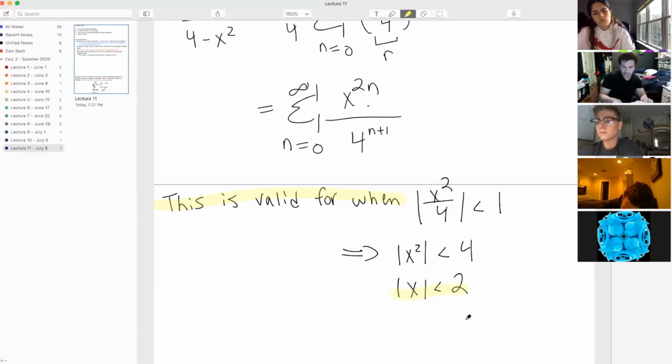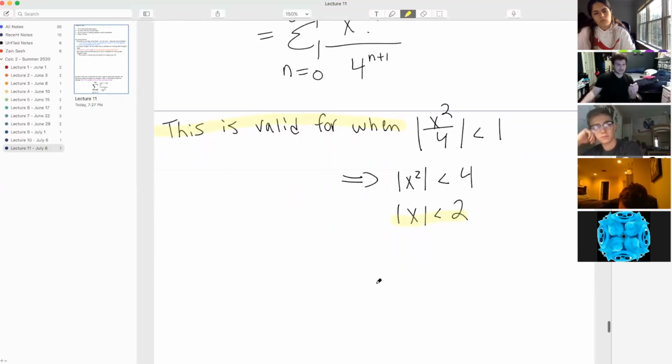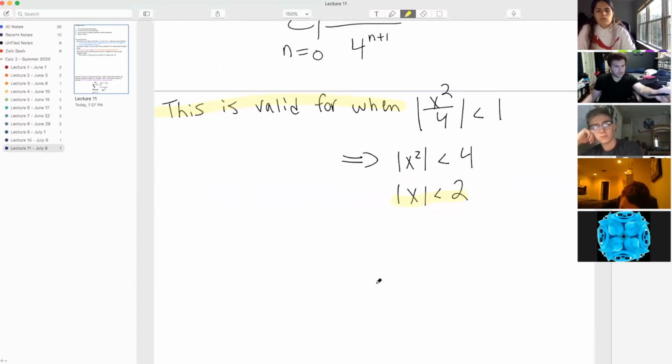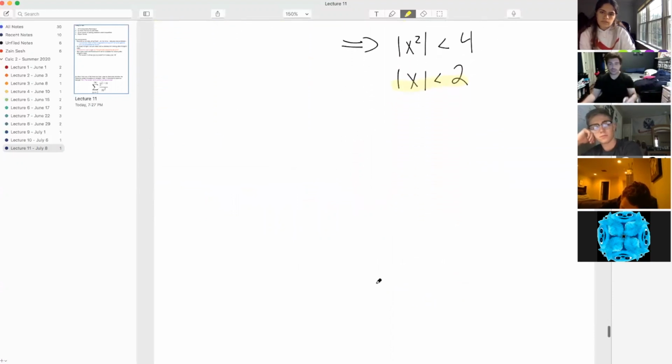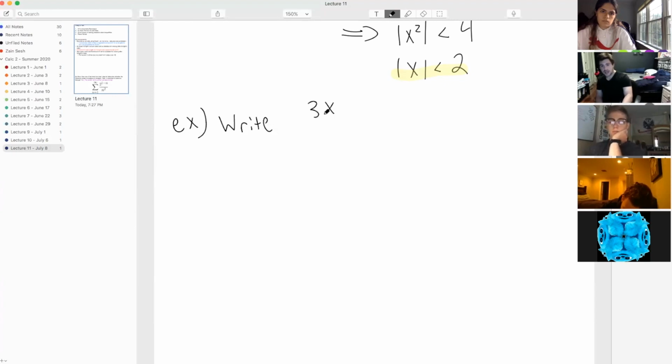Just trying to figure out which example to do. All right. So we'll just do one more example like this, and then I think we'll take a break. So, example. And as always, please stop me if you have any questions. All right, so this one is more or less the same as the others. We're going to write 3x over 1 plus x squared as a power series.